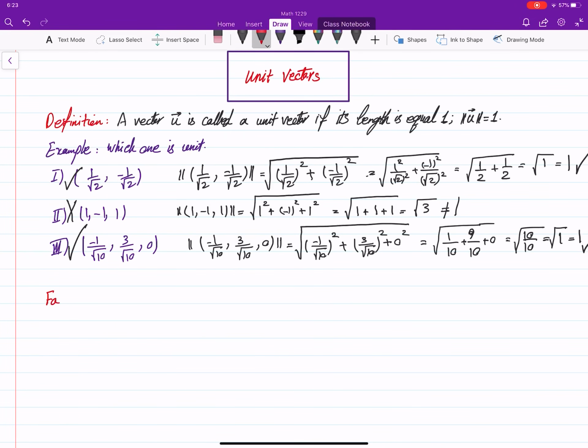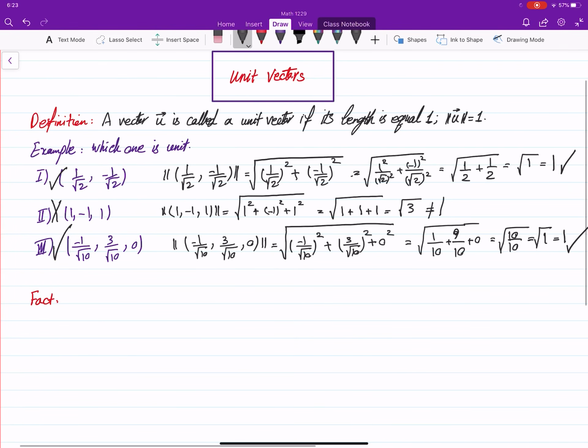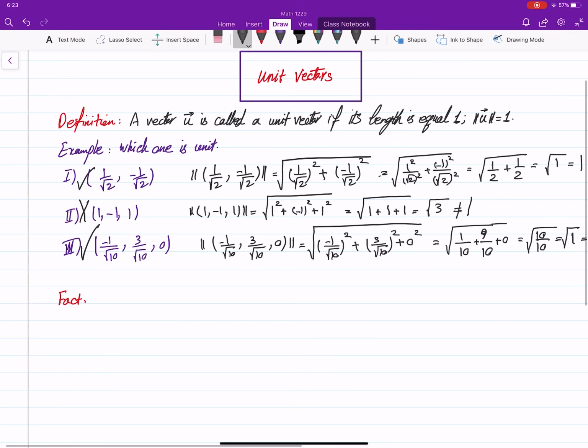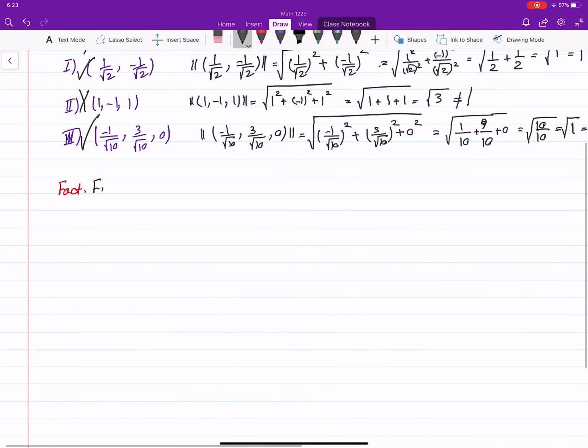The fact: for every given non-zero vector, the zero vector doesn't have direction, so we cannot do anything with that. So if you drop the zero vector, for a non-zero vector v, there are two unit vectors that we need to learn.